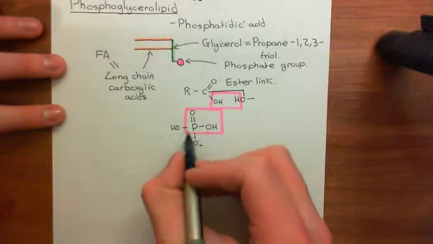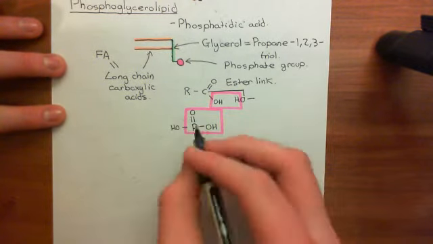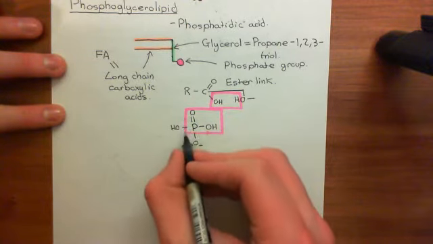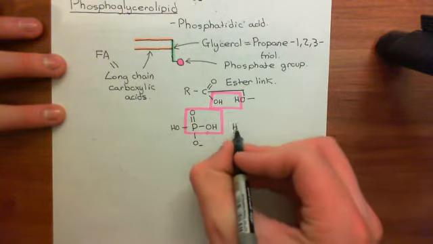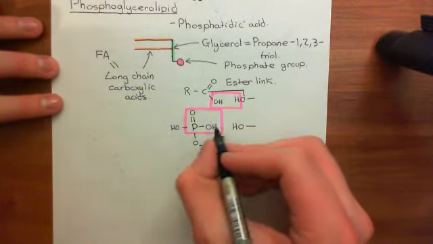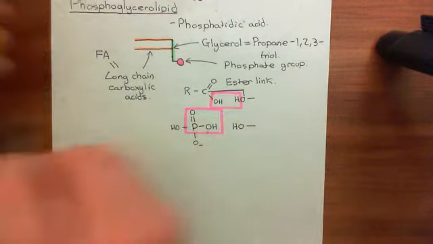Ignore the fact that we've got 5 bonds coming off this thing, which is absurd for carbon. But if you just consider the thing that I have outlined in purple here, that would be a carboxylic acid group. So basically, phosphate groups can actually interact with alcohol groups in a very similar way to how carboxylic acid groups can interact with alcohol groups.